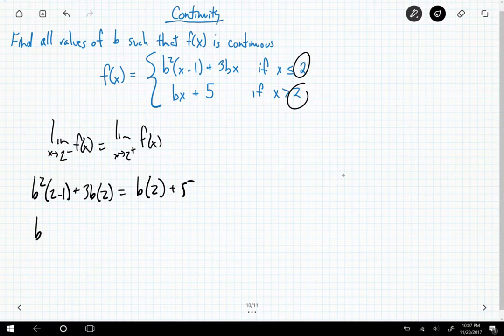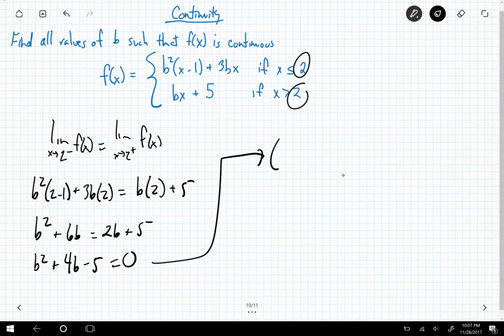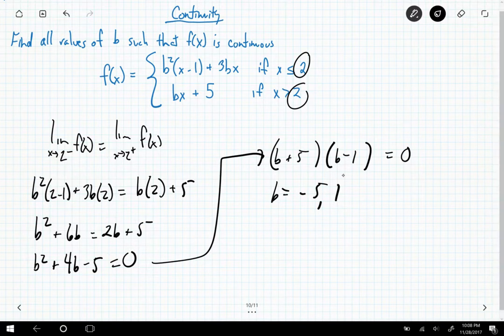So what happens here? Well, we have b squared plus 6b equals 2b plus 5. So b squared plus 4b minus 5 equals 0. And I believe that works out nicely, right? Can't we do b plus 5 and b minus 1 equals 0? So yeah, b equals negative 5 and positive 1. And that'll do the trick. And notice when you plug in 2 now, you would have 2 values that are equal. And there's a continuity problem for you.